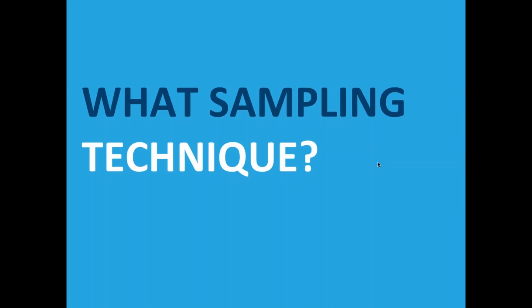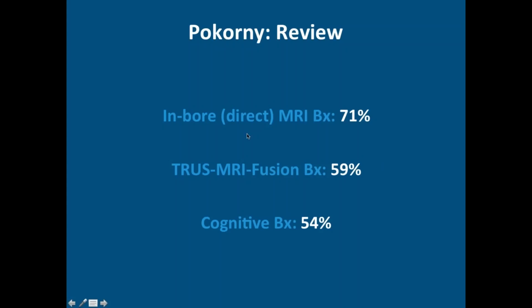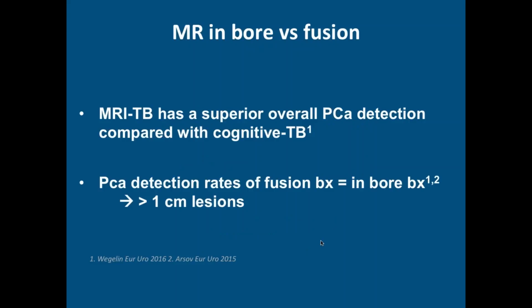So what sampling technique? There are several techniques available. In-bore biopsy, I think, is only being used in selected cases. Currently, most people are using MRI fusion or cognitive biopsy, with the results on the slide here: 71% for the in-bore biopsy, 59% on average for the TRUS MR fusion, and cognitive reveals around 54% of the significant lesions. So if we compare, MRI targeted biopsy in general is superior overall if you compare it with the cognitive targeted biopsy.